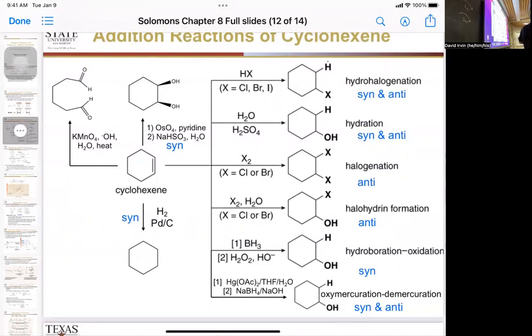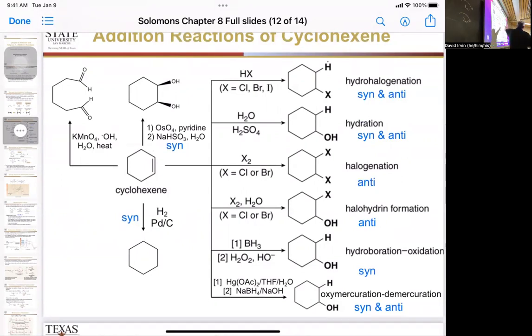Now, why? It's all about the mechanism. So in your book, the last page of the chapter has images of the transition state. I would go to that book and look at those transition states, because that's going to tell you whether it's a syn or anti-addition. Okay, it's the last page in chapter 8.